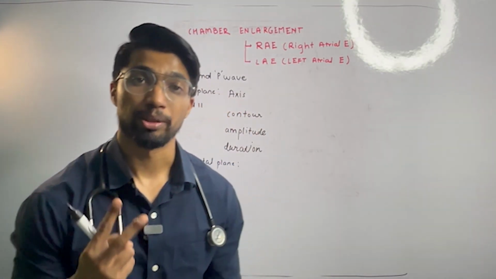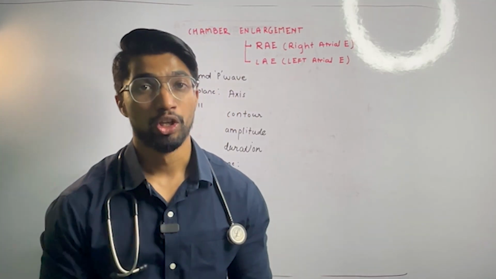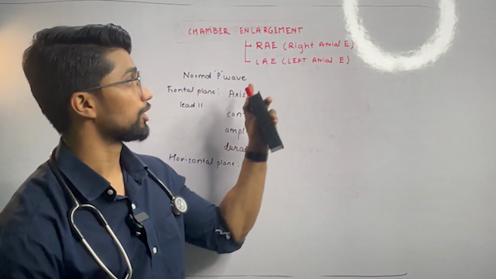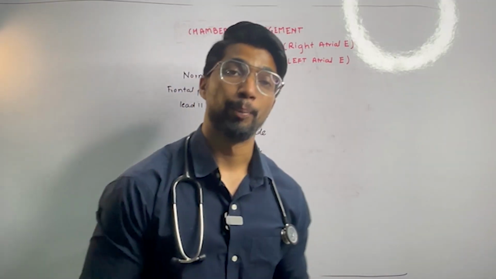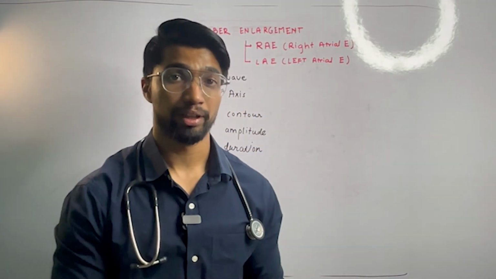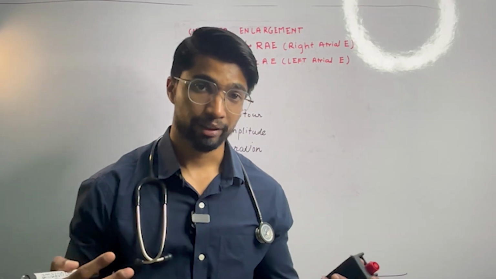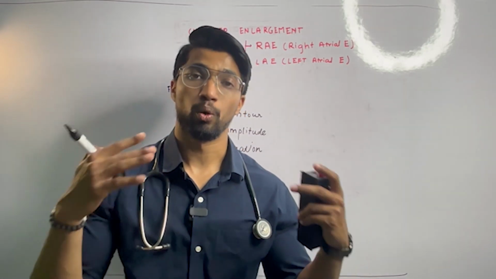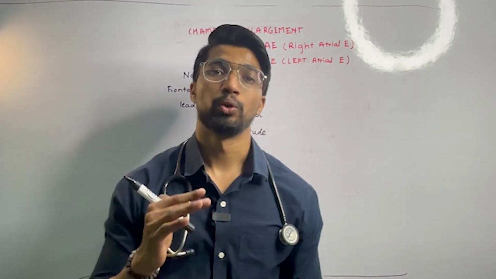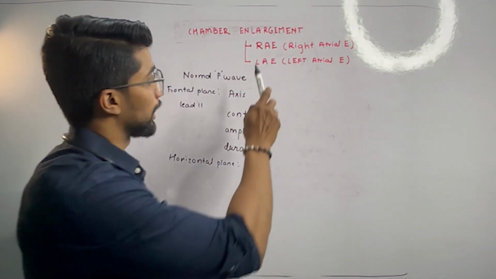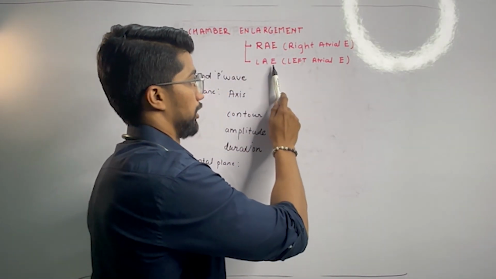In this chapter we're gonna discuss the topic of chamber enlargement, and there are two terms: chamber enlargement and hypertrophy. So what is the difference? We use chamber enlargement especially for atria and hypertrophy or enlargement for ventricles because when the atria grow in size, they don't grow in mass, they don't grow in the size of the cavity. So enlargement is the more appropriate word. We're going to talk about both right atrial enlargement and left atrial enlargement.